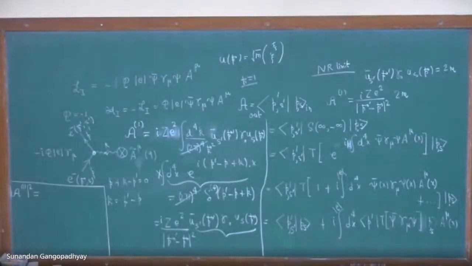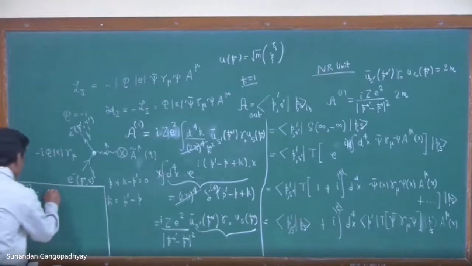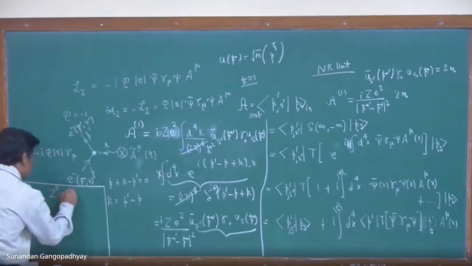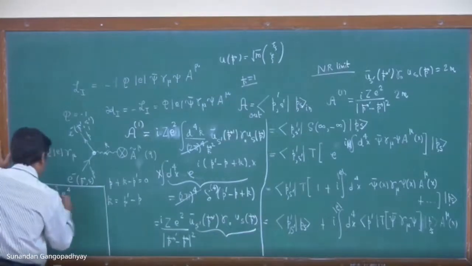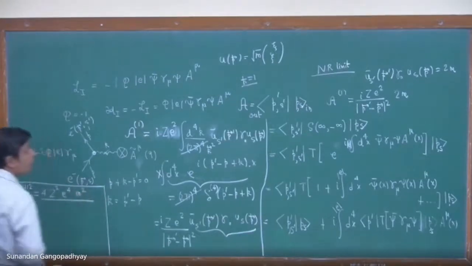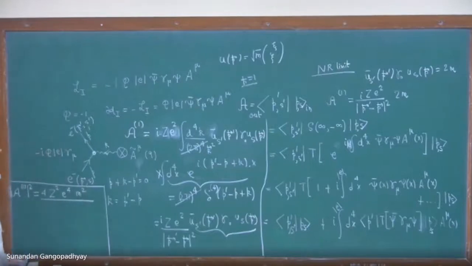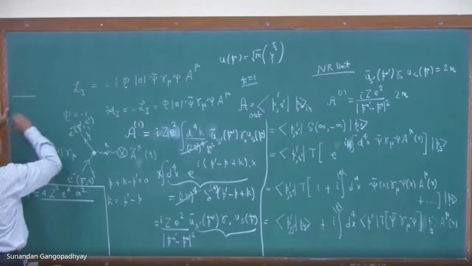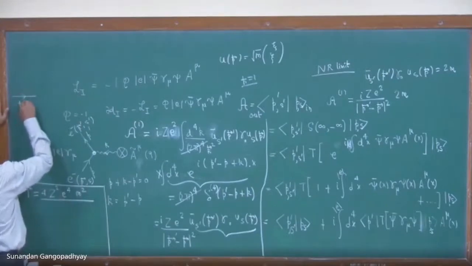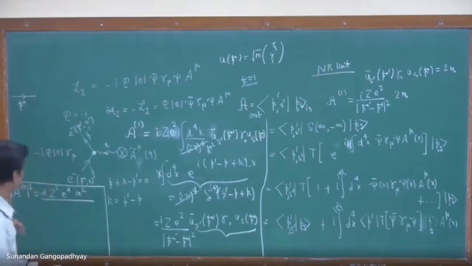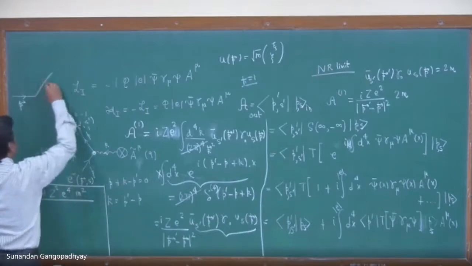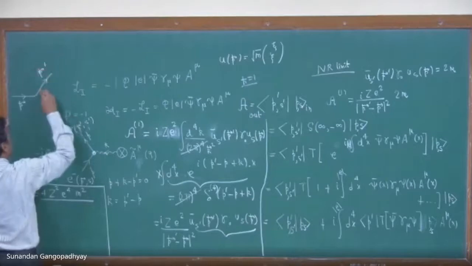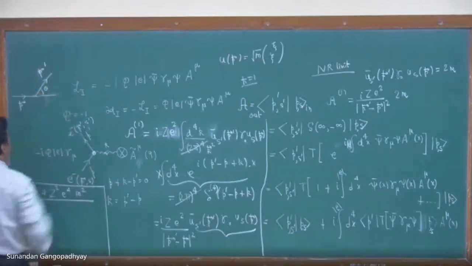So if you take a mod square of this, then what you will get is the following. It will give us z square e to the power 4, 4 m square divided by this |t minus t prime| whole square. But this t minus t prime you can understand in this way. We have d over here, and then it is getting scattered, and the angle is theta.